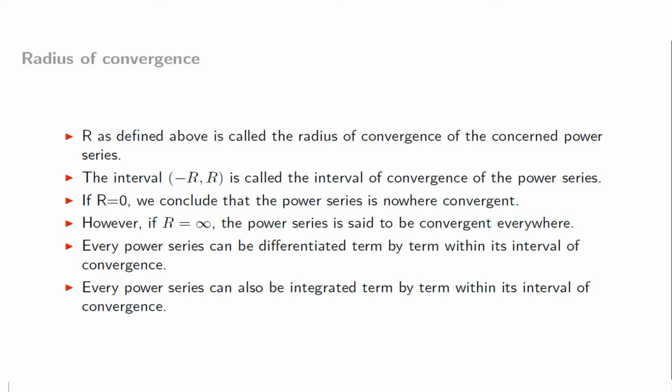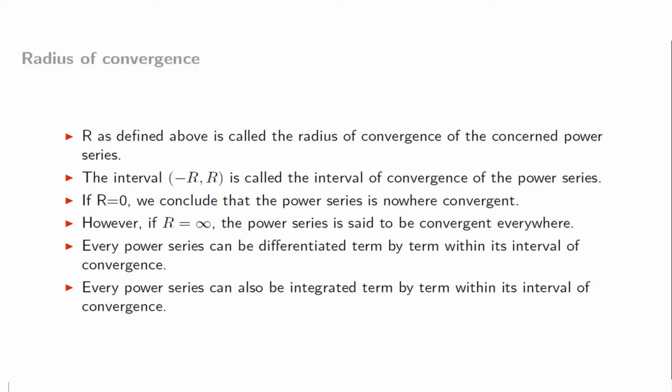r is defined as the limit. So, this r is called the radius of convergence of the concerned power series. The interval minus r to plus r is called the interval of convergence of the power series. If r equals 0, we conclude that the power series is nowhere convergent. However, if r equals infinity, the power series is said to be convergent everywhere.